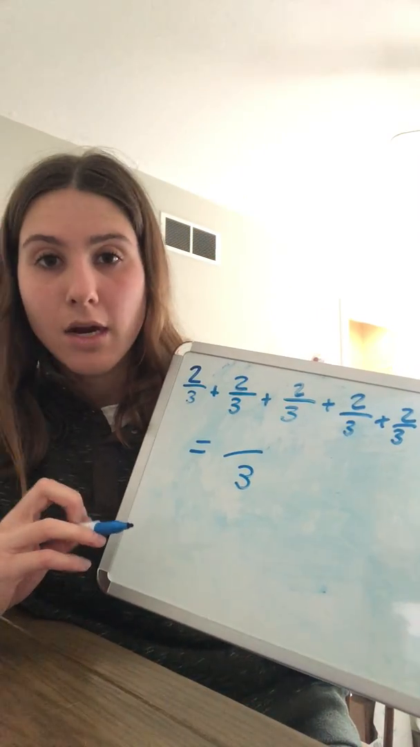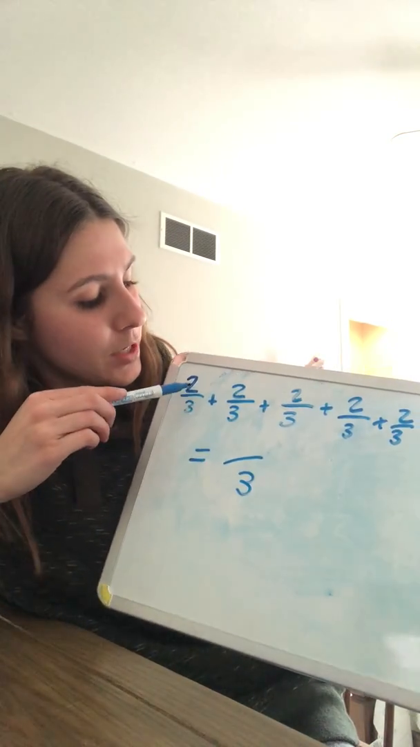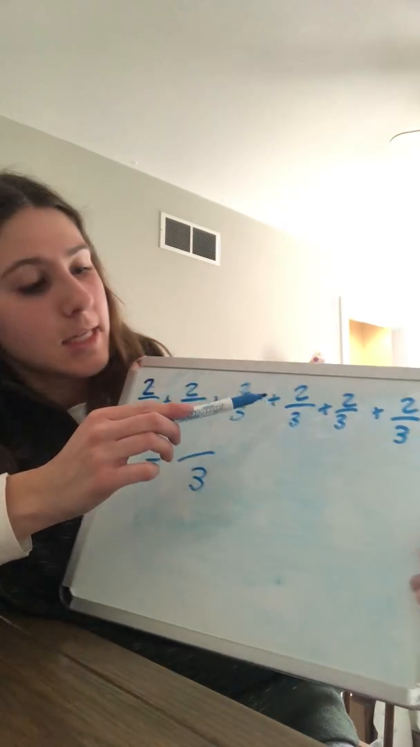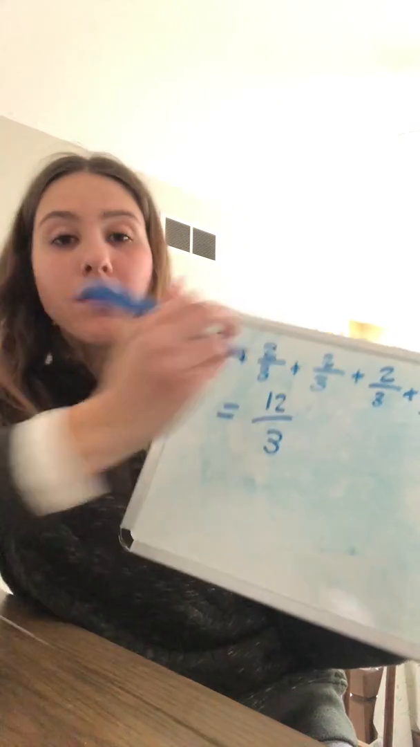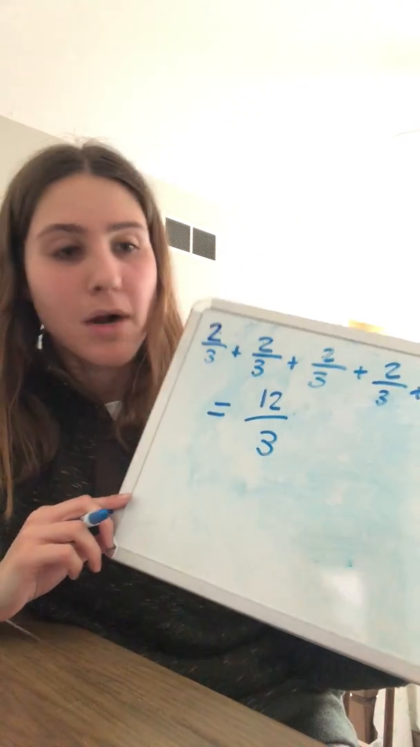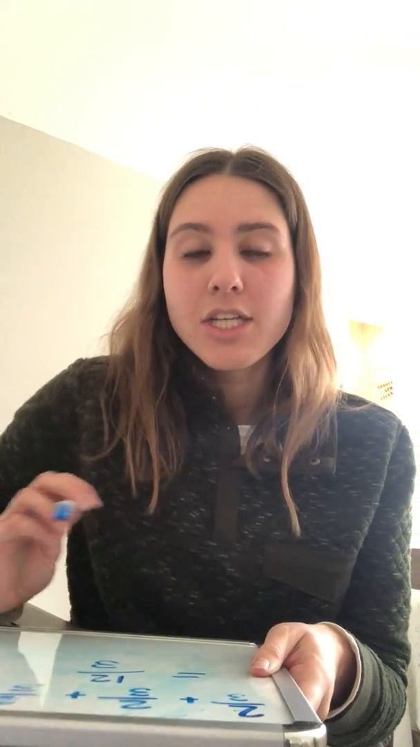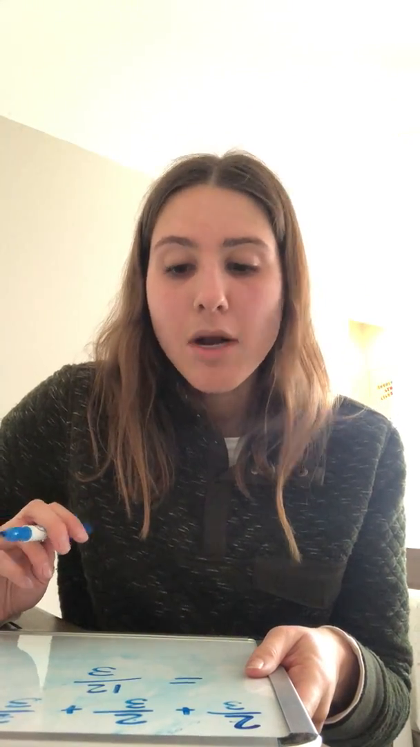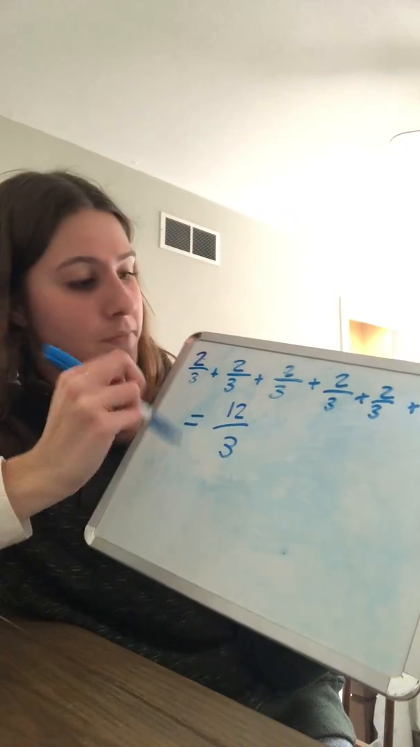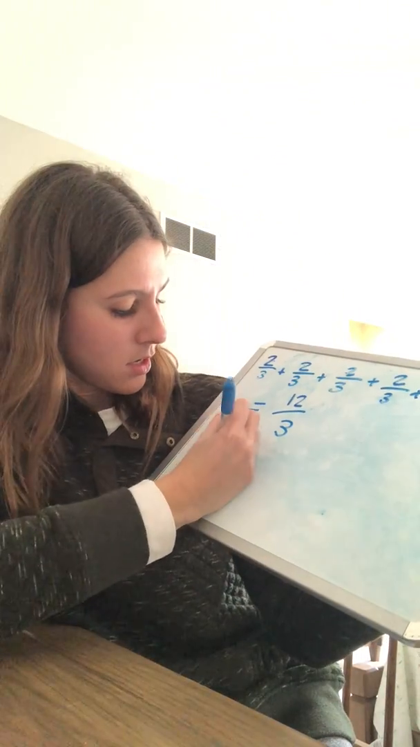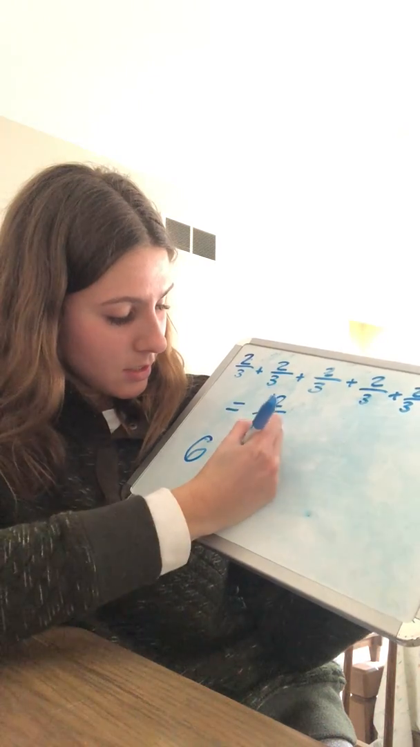Now, just like our problem before and what we learned last week during small group, we just have to add all of our numerators together. 2, 4, 6, 8, 10, and 12. So we get 12/3. We solved it exactly like that last problem, even though it seems a lot bigger. So we're going to go ahead and change this to a multiplication problem. Instead of having to add 2/3 together 6 times, we can do 6 times 2/3.